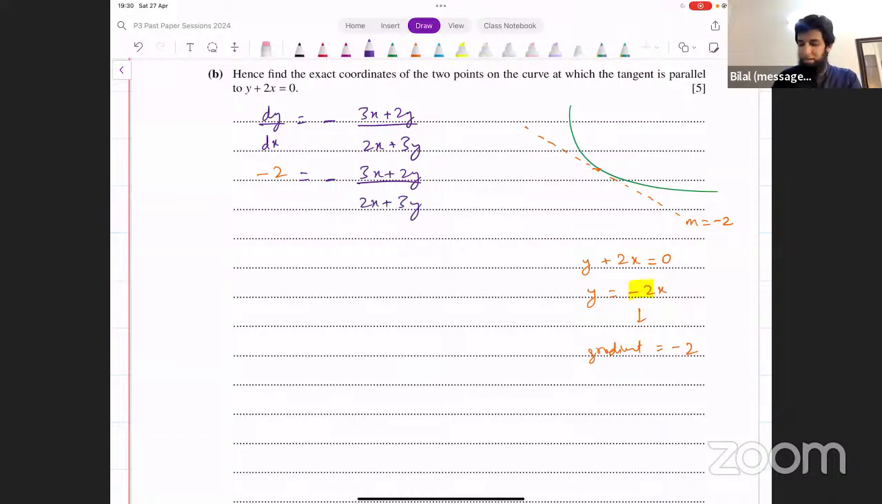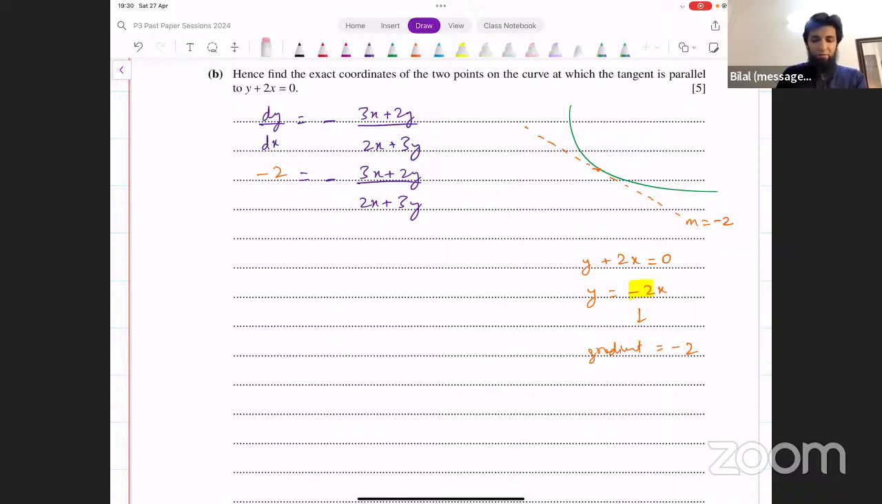How minus 2? Well, that's the equation y equals minus 2x. The gradient of this line is minus 2. And they want the tangent to be parallel to it. So we put the derivative of that equal to minus 2 as well. Okay, this is where it's coming from.